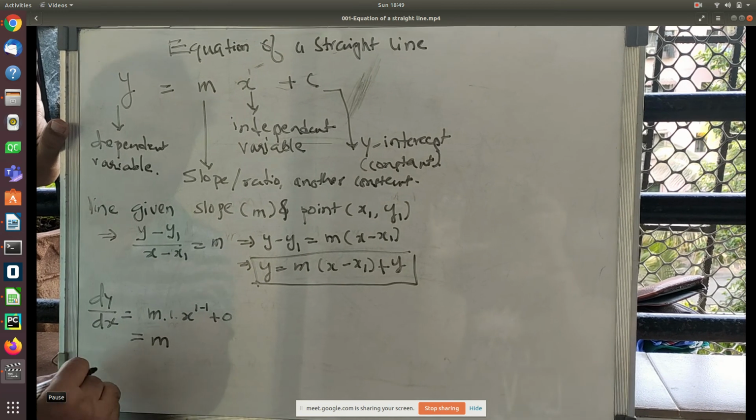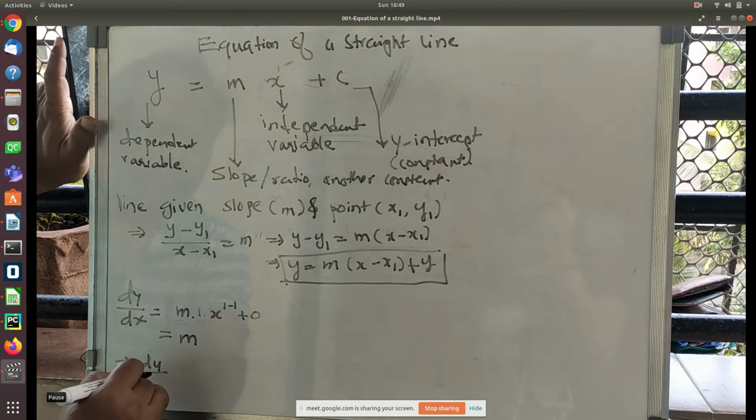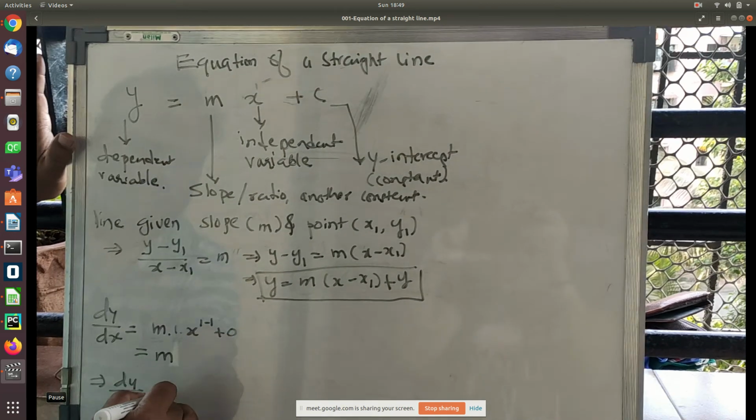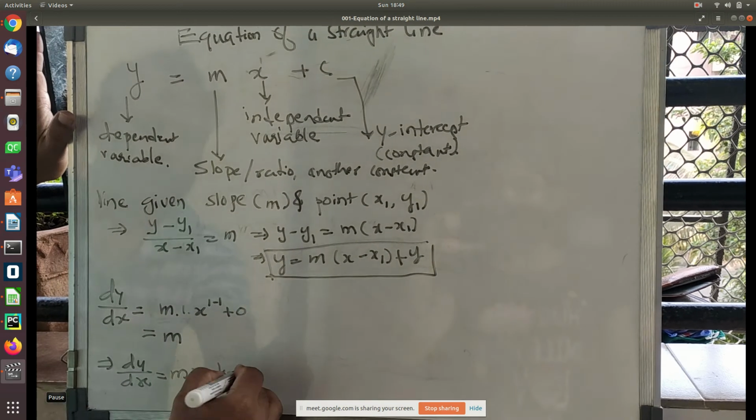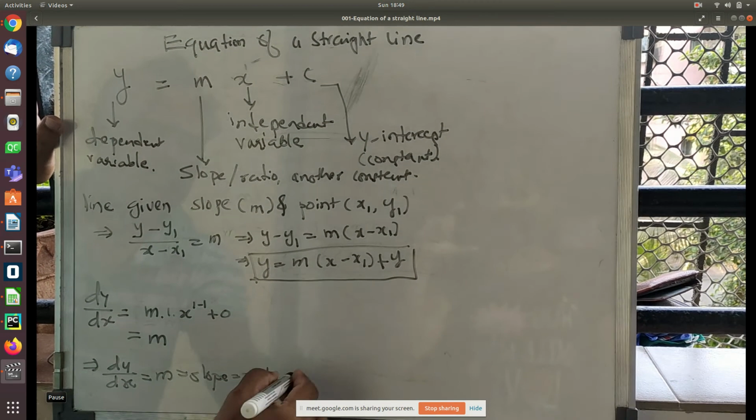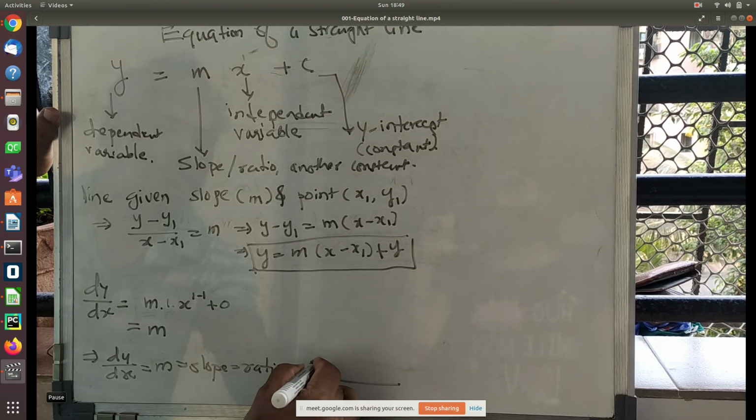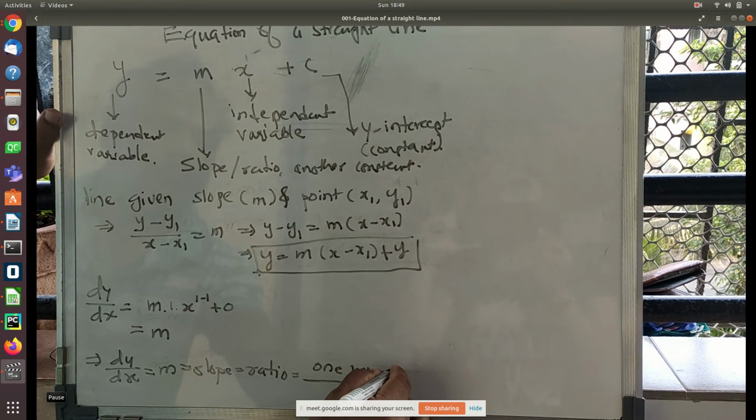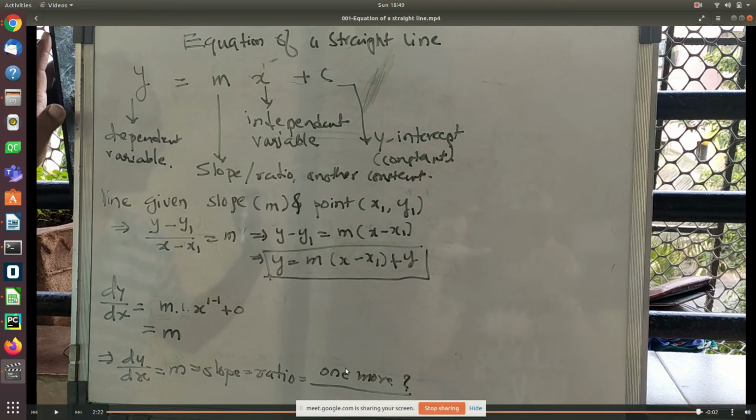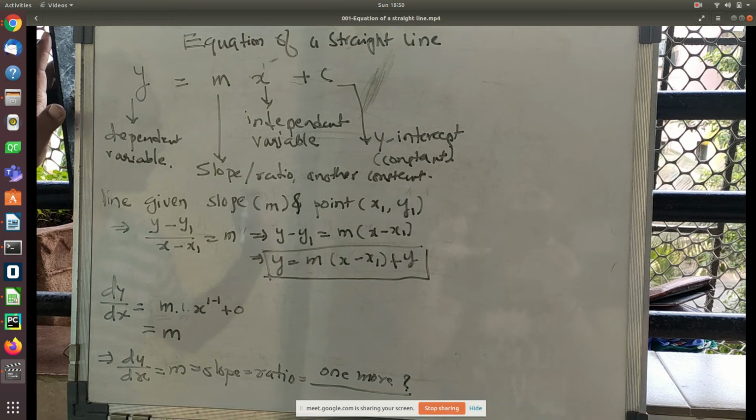So dy by dx of a straight line is simply m. Derivative is m, which is also called slope, which I call a ratio because it is a ratio, at least in the straight line, and is equal to something else, which Mahima has already answered. Can anybody tell me one more? What is m? If I say y is equal to mx plus c, if I make c 0, y is equal to mx. So m is equal to y by x. What is m now? If I say y by x, tan theta. Exactly, why? Because it is opposite by base.